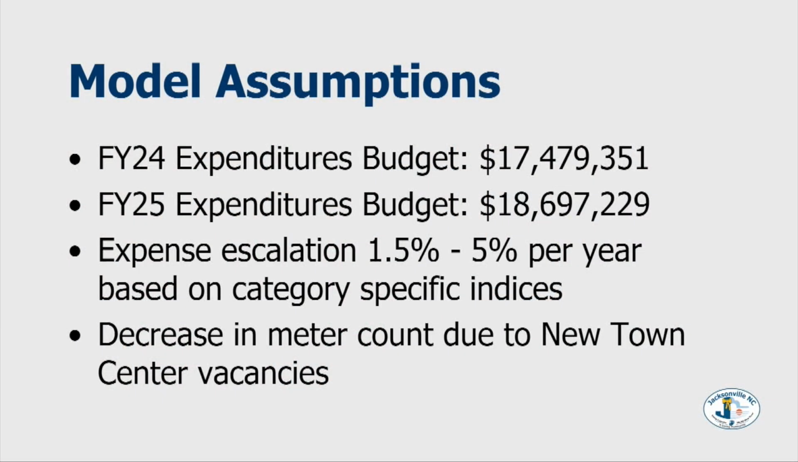There are some assumptions in the model. We key in the FY24 expenditure budget, the total amount of the budget, and then what we have right now for the FY25 budget. As you know, we're still sort of in the budget process, so those numbers could change a little bit, but we're pretty confident that they're fairly close right now. So we have 18.69 million for the FY25, and then we have expense escalation going out 1.5% to 5% per year, depending on the category. So while we might have electricity escalate 3% every year, salaries and benefits may be 5%. It just depends on what the category is.